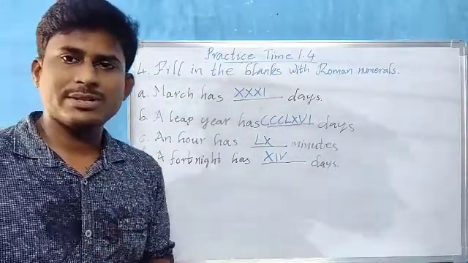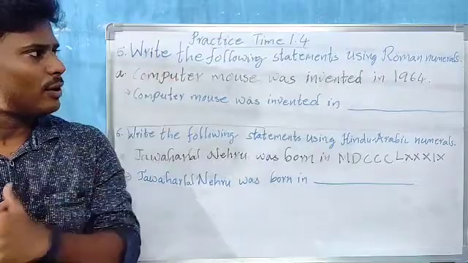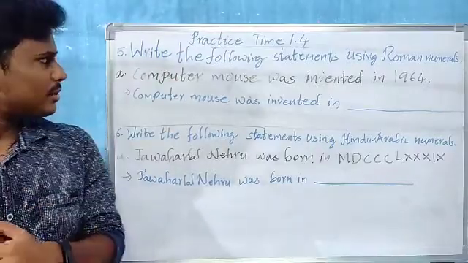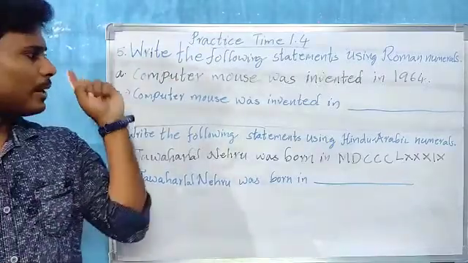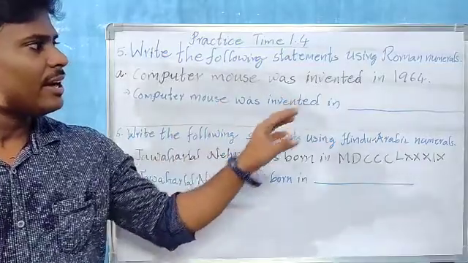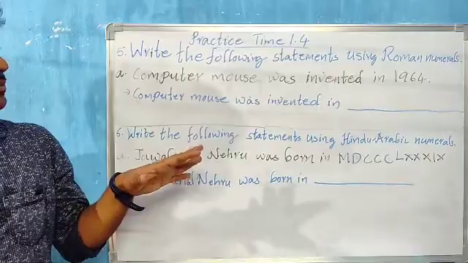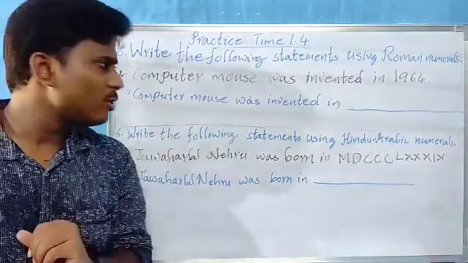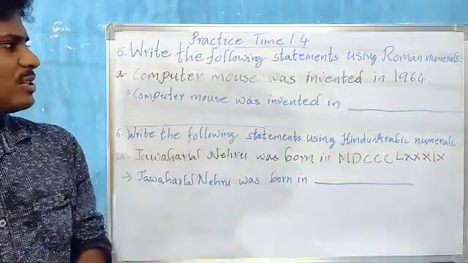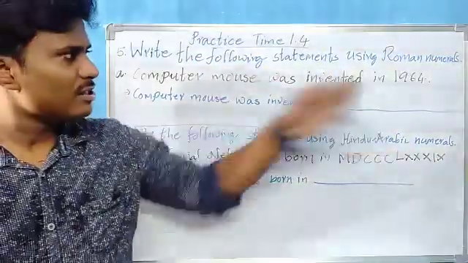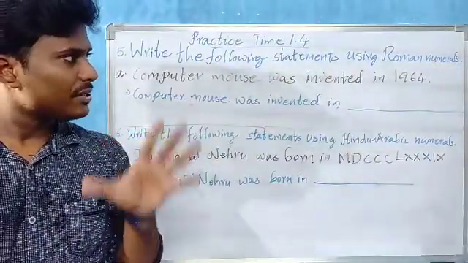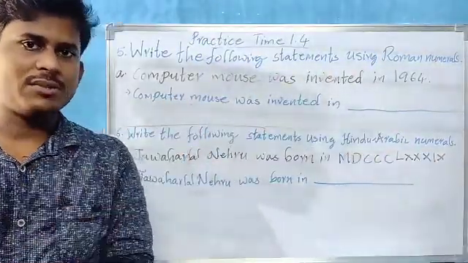Let us go for the next bit. So children, fifth bit, write the following statement using Roman numerals. So the question is, computer mouse was invented in 1964. Same statement we have to write in Roman numerals, children. So 1964, children, the year, that means if you see the numeral 1964.